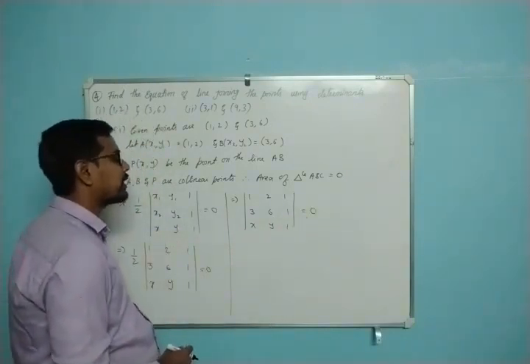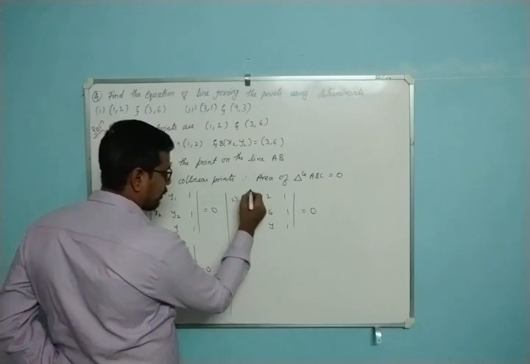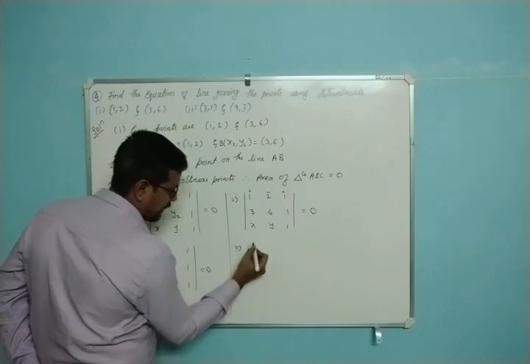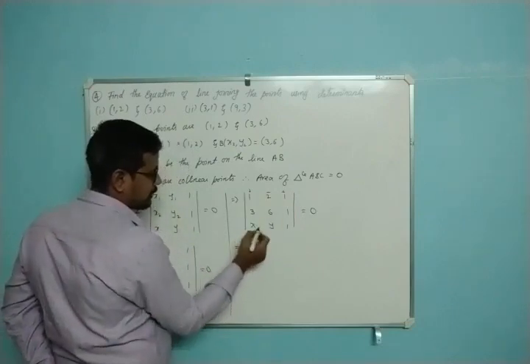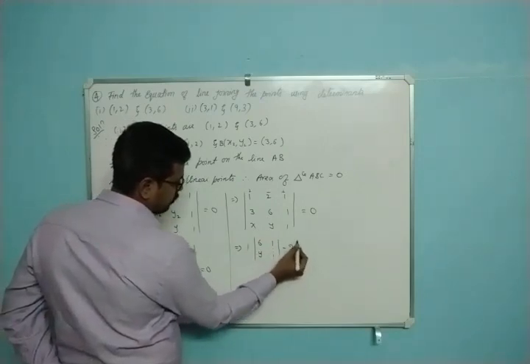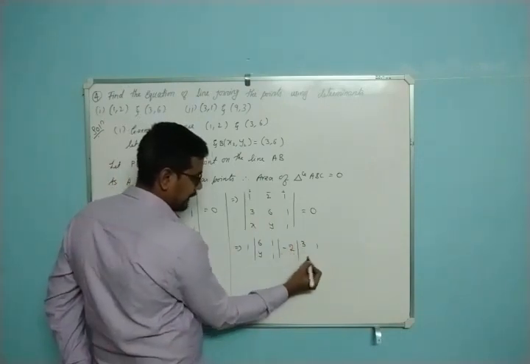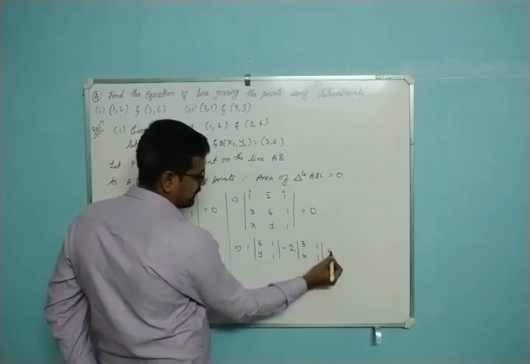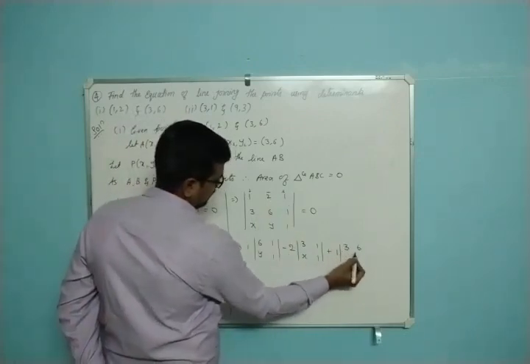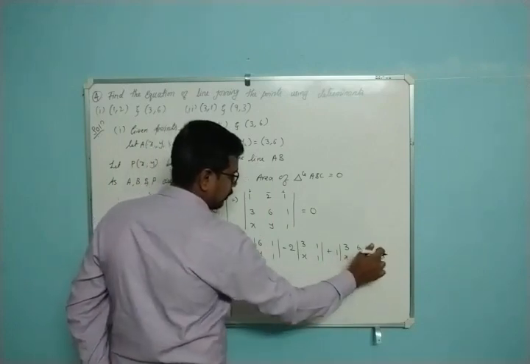Now you can expand through any row or any column, that doesn't make any difference. Expanding through the first row, with signs plus, minus, plus: the first element is 1 into the minor leaving first row and first column, which is 6, 1; y, 1, minus 2 into the minor leaving first row and second column, which is 3, 1; x, 1, plus 1 into the minor leaving first row and third column, which is 3, 6; x, y. This will be equal to 0.